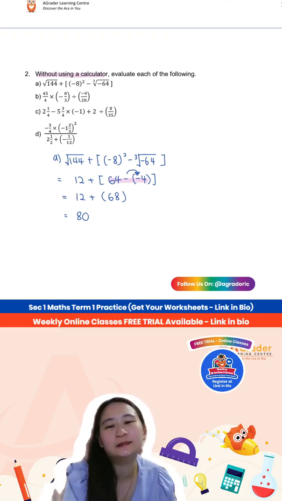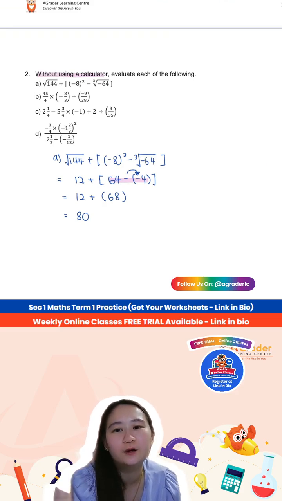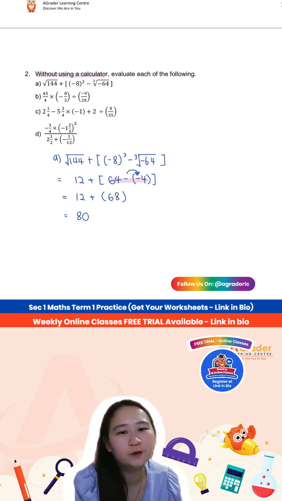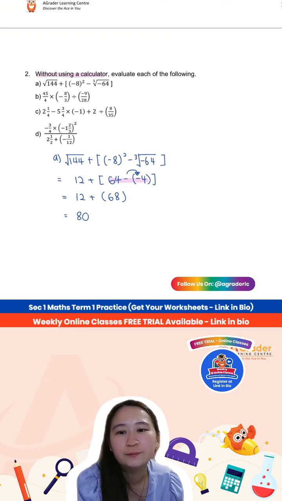Okay, for this, because it's Sec 1 math, so as of now, square root of 144 is 12 here. Because there's no plus minus sign in front of the square root.